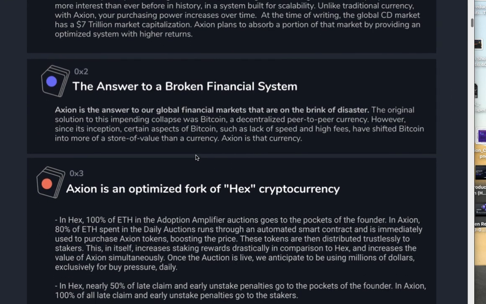The answer to a broken financial system. So Axion is the answer to our global financial markets that are on the brink of disaster. The original solution to this impending collapse was Bitcoin, a decentralized peer-to-peer currency. However, since its inception, certain aspects of Bitcoin, such as a lack of speed and high fees, have shifted Bitcoin into more of a store of value than a currency. Axion is that currency.